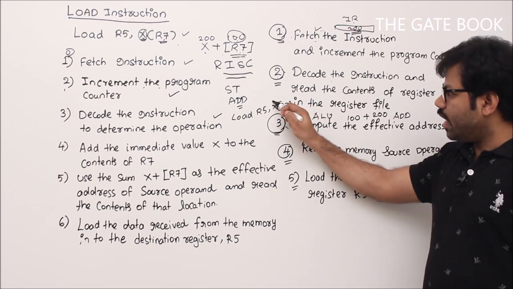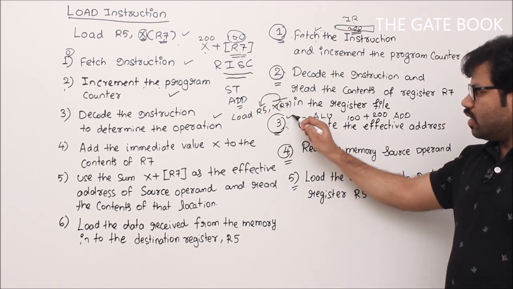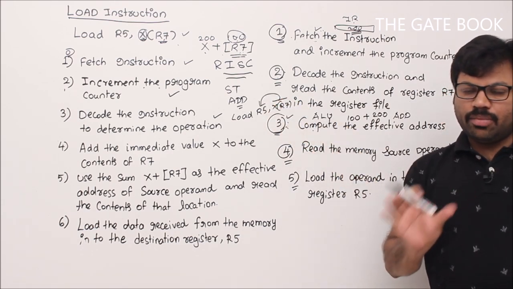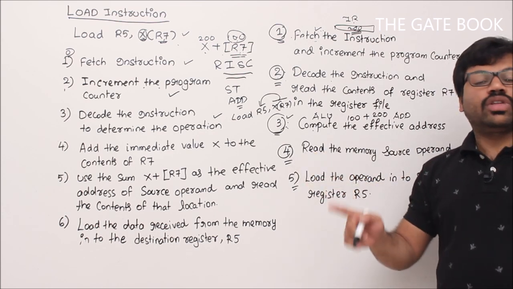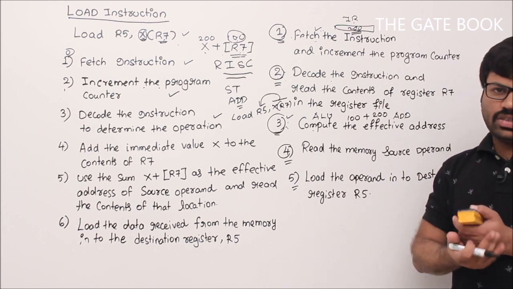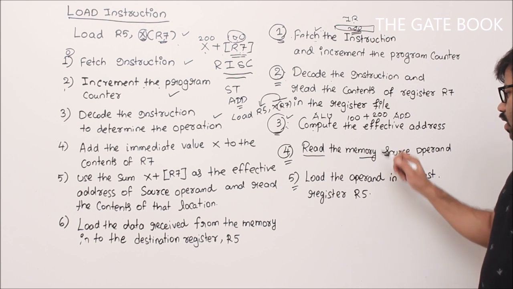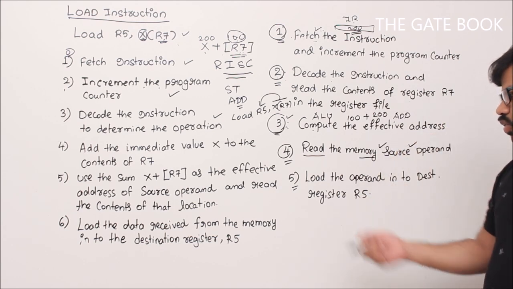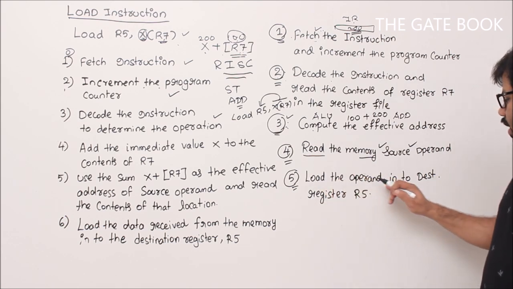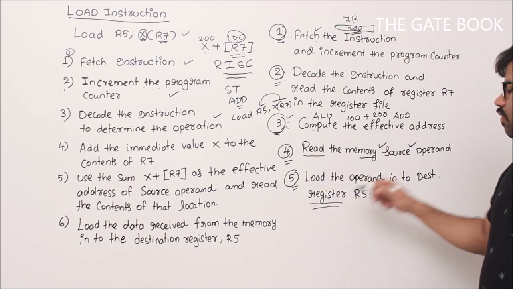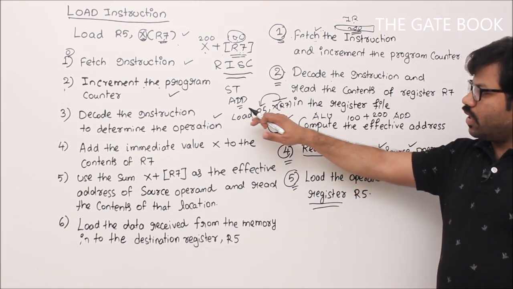Finally, we have to get the data and store it in R5, correct? Now after the third step, what is available? The address is available, right? Where to go? Now in the fourth step, go to the memory and prepare the source operand. That means get the data from that. So read the memory to get the source operand. In the fifth step, we load the operand into destination register R5. Correct? Because we already got the data. Now we will be storing it into R5.